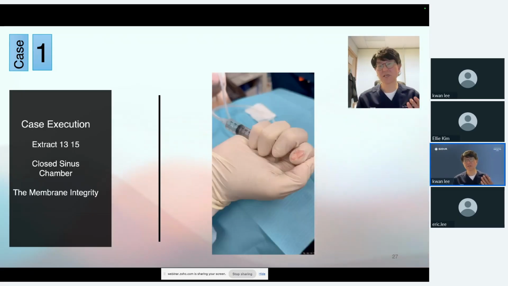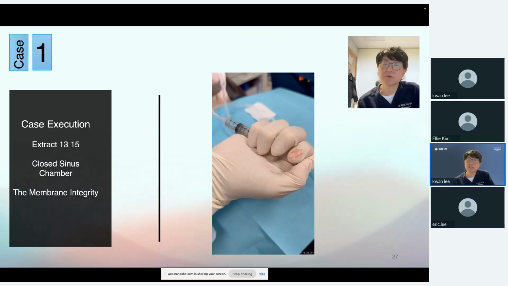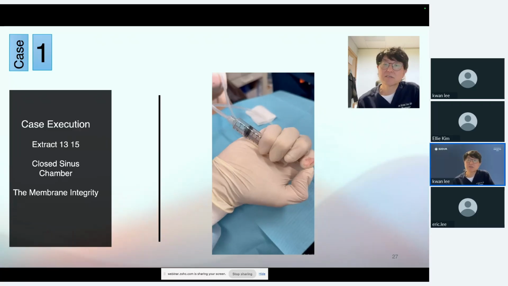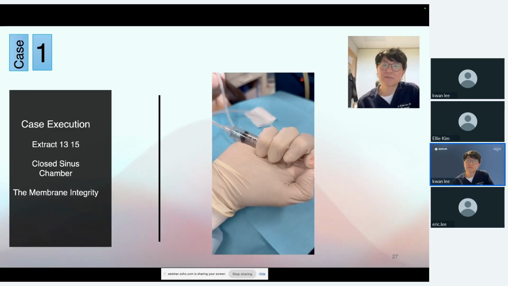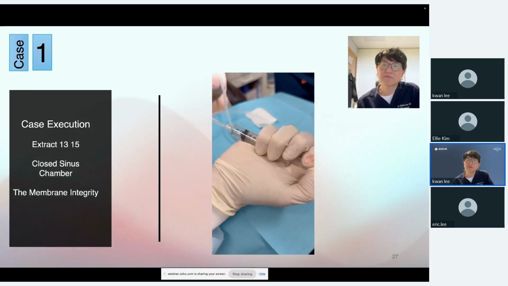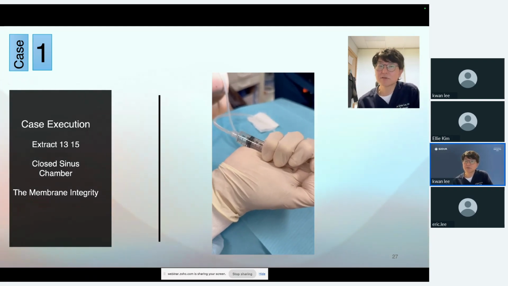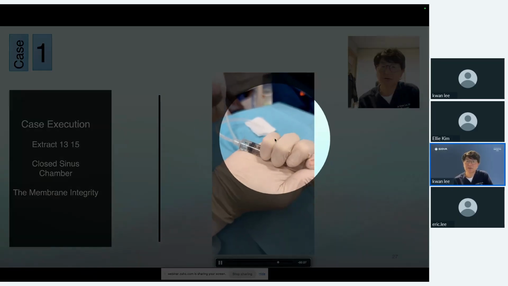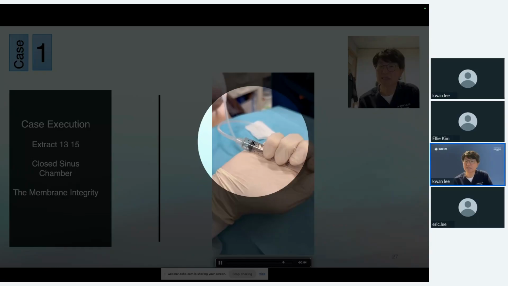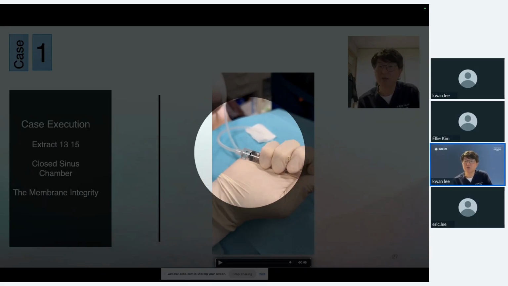Then once the closed chamber is established, I'm using my syringe, starting to detach the initial Schneiderian membrane. So first, a couple of millimeters, you push and you pull, and you push and you pull. This is real-time feedback. The membrane is not being perforated, because if the membrane has been perforated, then when you're aspirating, you will get an air bubble coming from here.